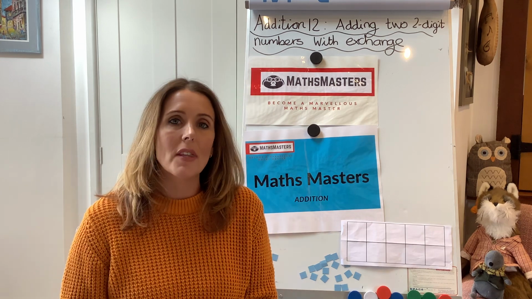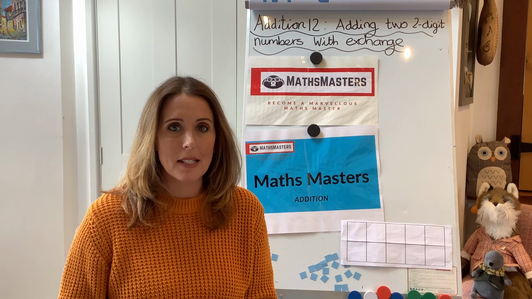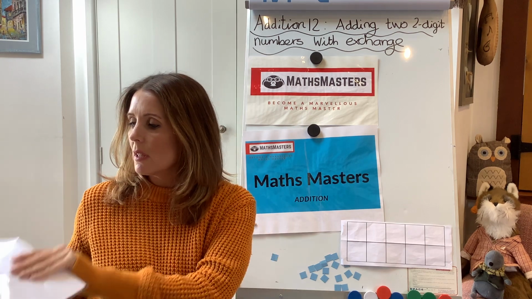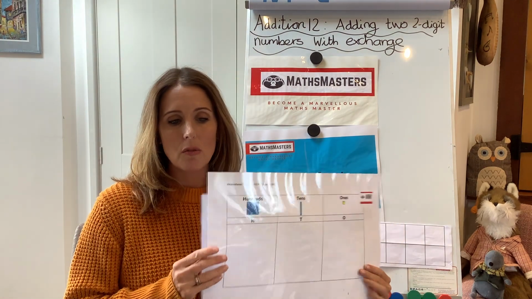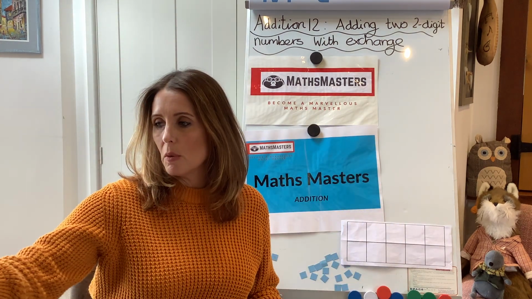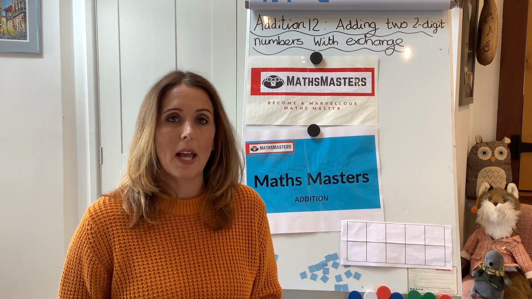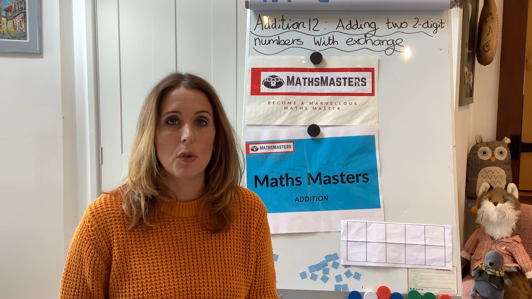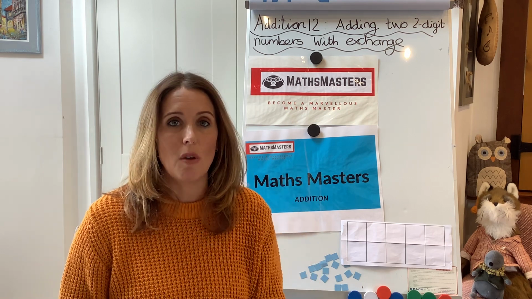For this session, you'll need either place value counters or base 10. You can use the place value grids, the key stage 2 or the key stage 1 grid. These can be found in the place value session in the description. The base 10 and the place value counters can be found in the Introduction to Maths Masters session, and there's a link in the description.